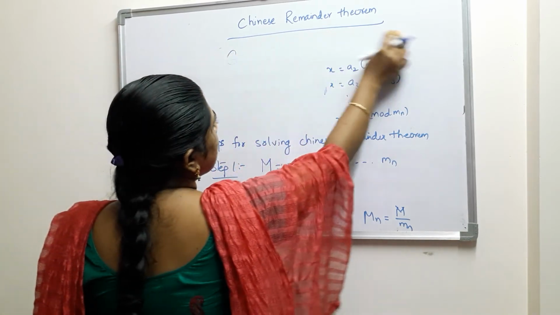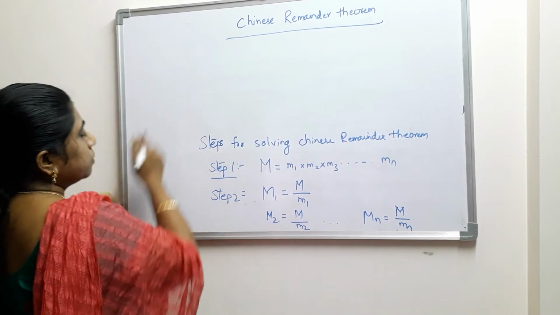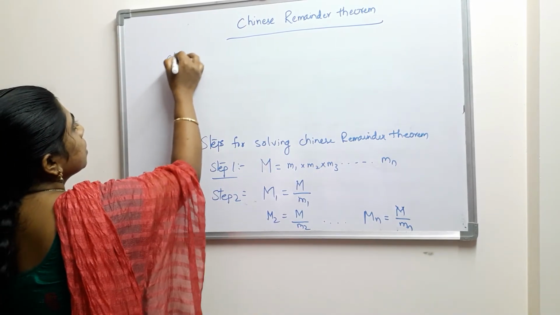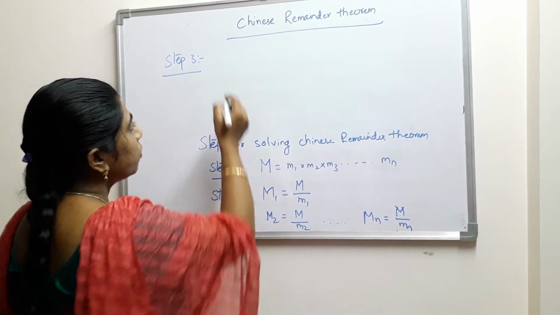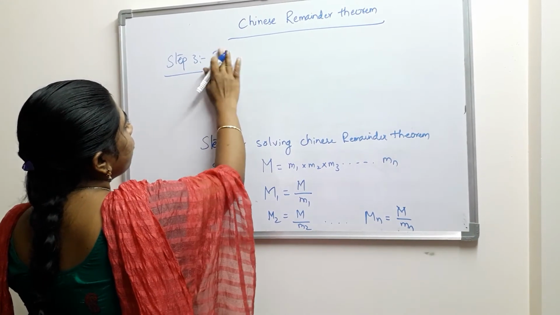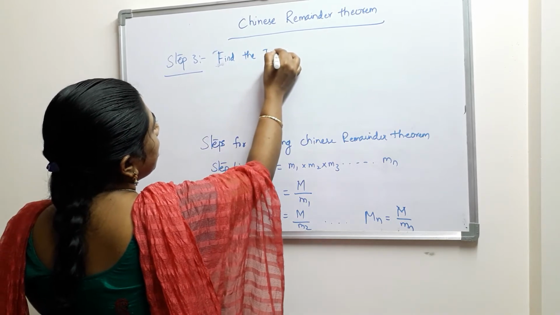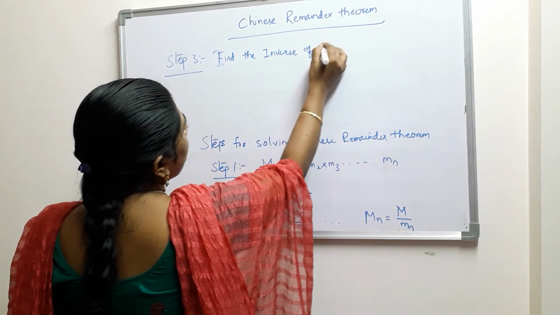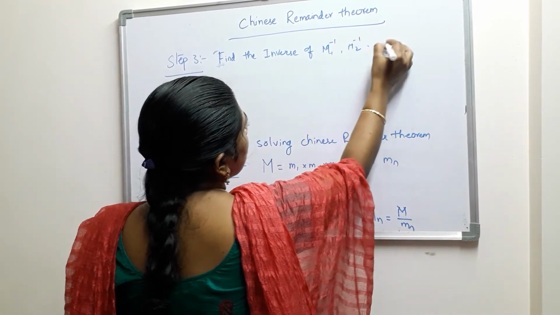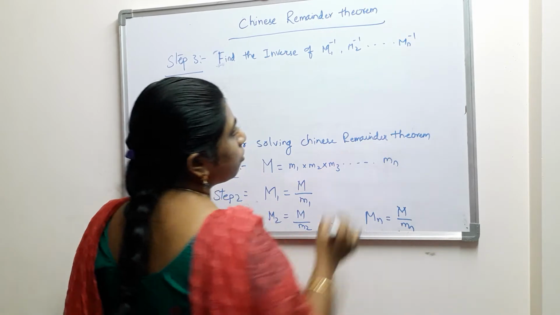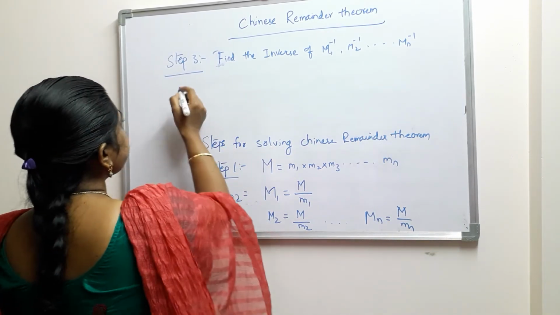So like that we need to follow the two steps. Then coming to step 3, we need to find the inverse of M1, M2, and so on till Mn, that is M1 inverse, M2 inverse, till Mn inverse. The inverses of all these values we need to find out.